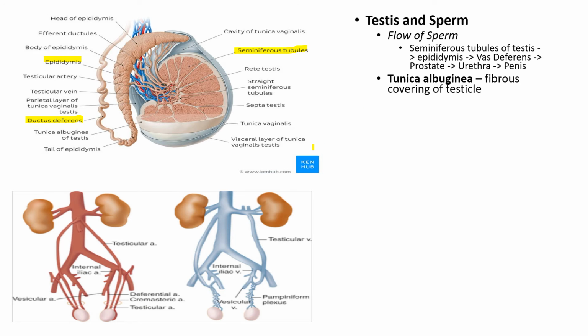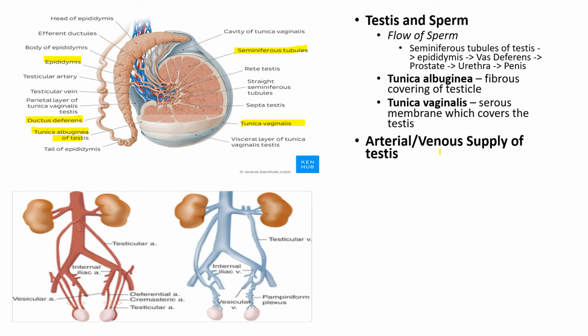The next structure is going to be the tunica albuginea. The tunica albuginea is the fibrous covering of the testicle, and then the tunica vaginalis is going to be the serous membrane, which covers the testes.